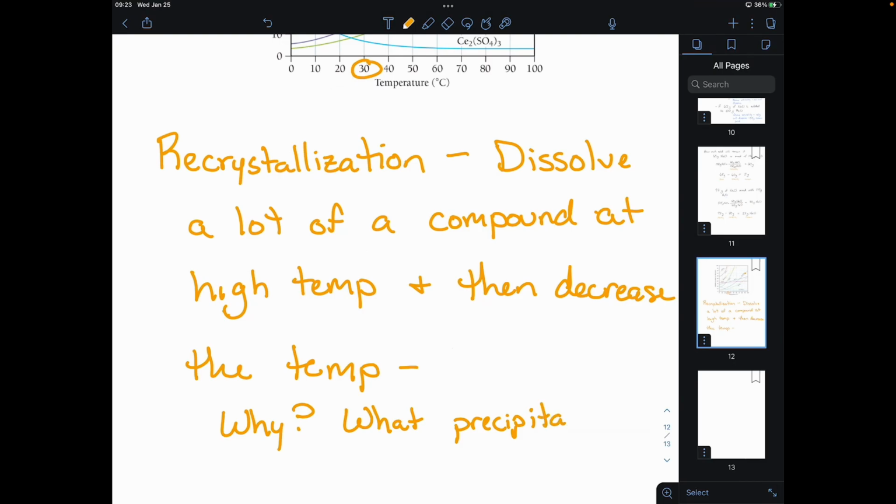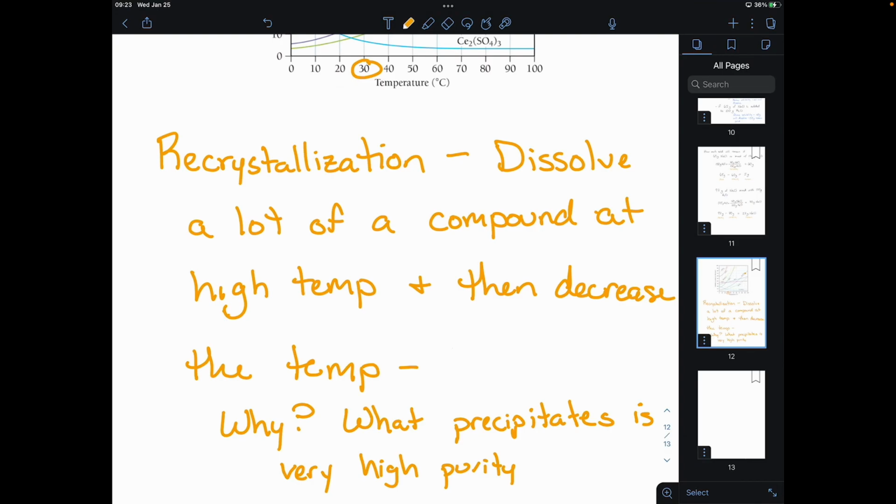All right, so what precipitates is very high purity. All right, inevitably you lose a little bit of your sample, right, because some of it will remain dissolved in solution. But what you get back is of way higher purity than what you started. So it's a technique that's taken advantage of specifically in organic chemistry quite a lot.